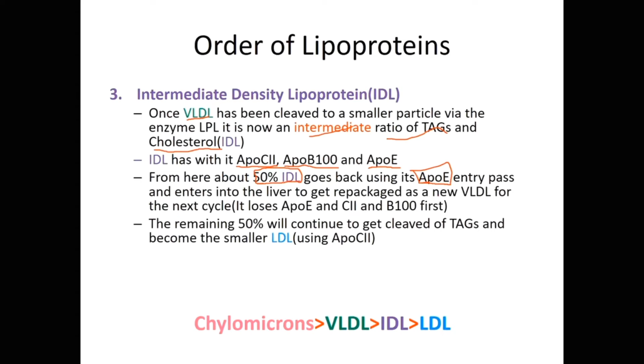So once it gets uptaken, again, it can be repackaged as VLDL or be secreted maybe in bile or something like that, the cholesterol at least, and then it loses its E and C2, and then B100 is lost first as well. So the remaining 50% that didn't get uptaken in the liver will continue to be cleaved of its tags and form into a smaller molecule known as LDL. And again, that uses that ApoC2 for activation of that LPL.